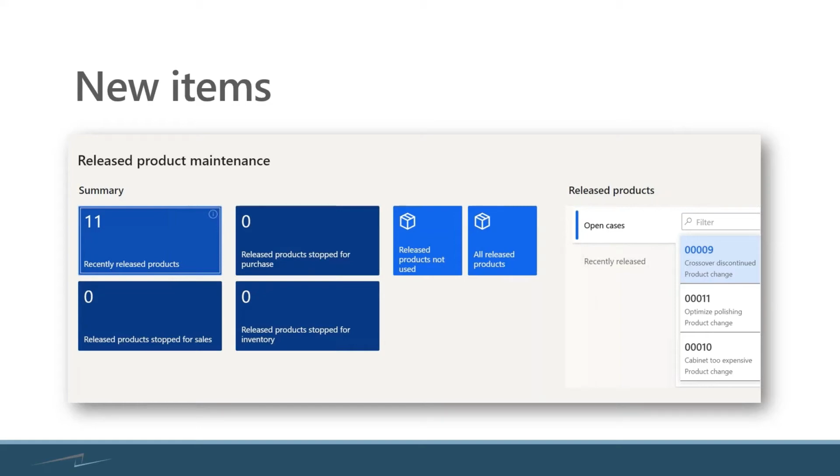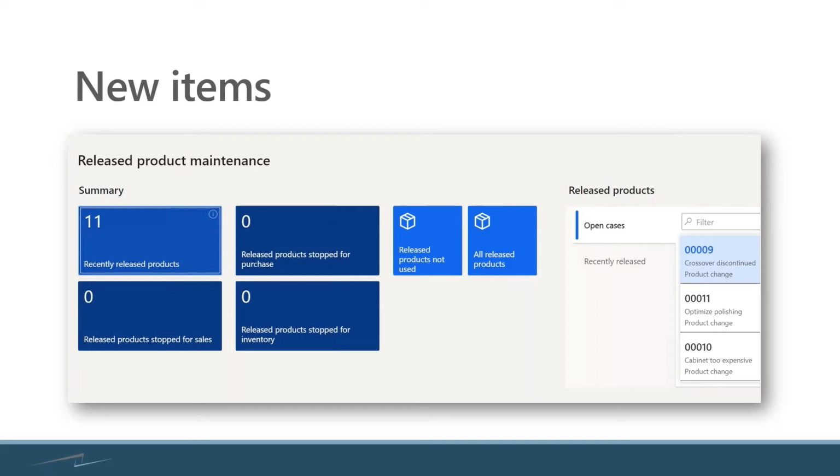The released product stopped, it also becomes important. If we've stopped it for purchasing, that means we're no longer creating purchase orders for that item, but what are we doing with purchase items that are inbound coming onto our dock from previously created purchase orders? So that gives us an idea, a heads up, for receiving.